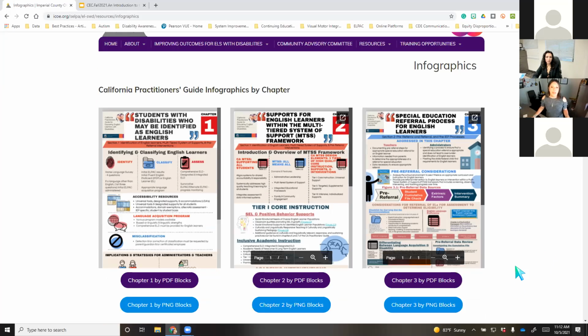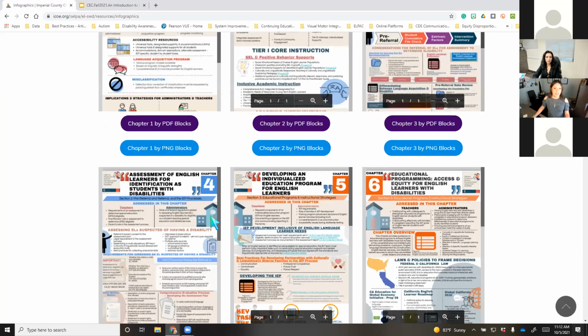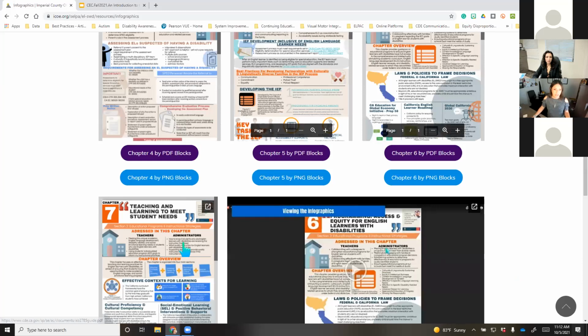So for example, if I am working with a team and we are looking at teaching and learning to meet student needs, we've developed an infographic for that. And again, all of this information is pulled directly from the Practitioner's Guide. And it's also linked back into the Practitioner's Guide. So if you'd like additional information, or if the snippets included in the infographic aren't enough and you need a little bit more context, you can click on the many live links that are included in each of these documents so that you can go back to the Practitioner's Guide itself and develop that context.